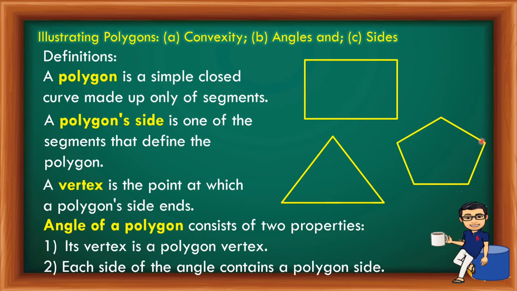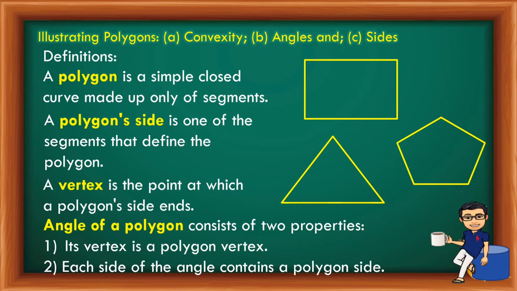Same with the other figure, kung ito yung angle na pinag-uusapan natin, ito yung vertex ng angle at ito din ay vertex ng polygon. And another property is that each side of the angle contains a polygon side. Siyempre, kung ito yung angle na pinag-uusapan, side din siya ng polygon. Same with this figure and with this figure.